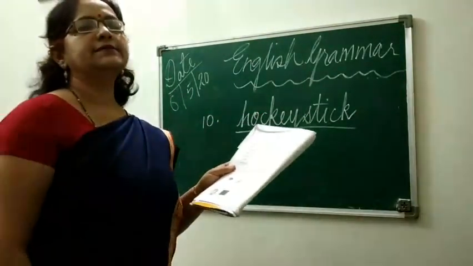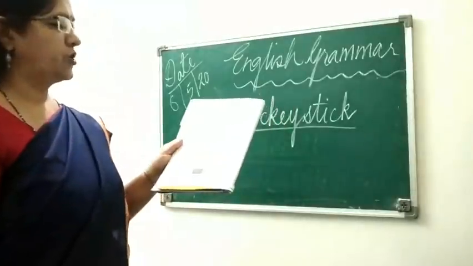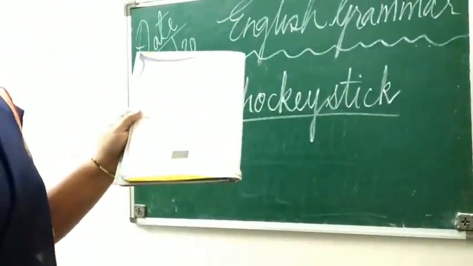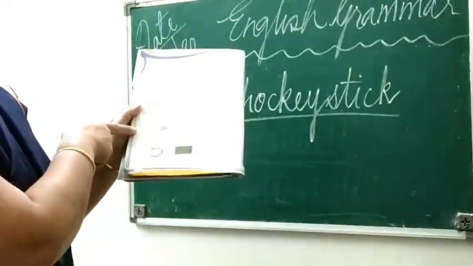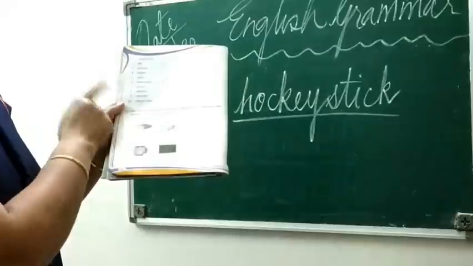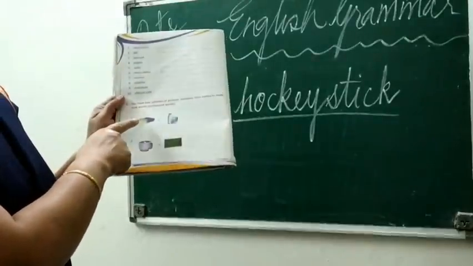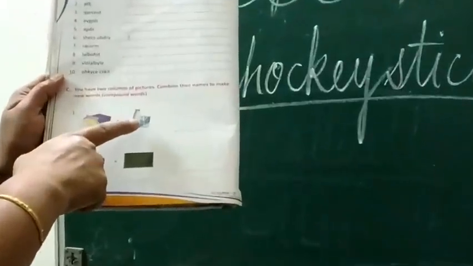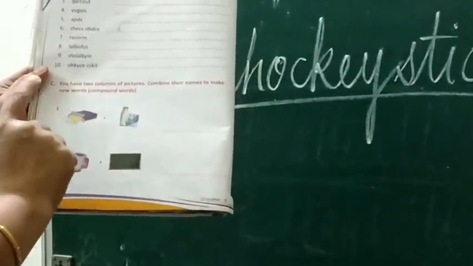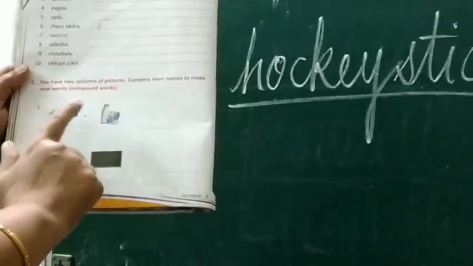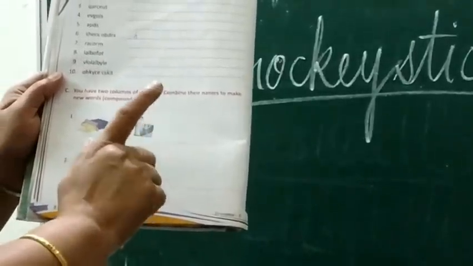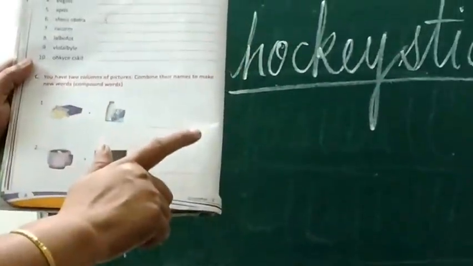Now, in exercise C, I am going to show you the picture and then I am going to explain and write the word. Can you see the picture? In the first one, the first picture is butter and the second picture is milk. When you combine both the words, which word will form? Buttermilk.